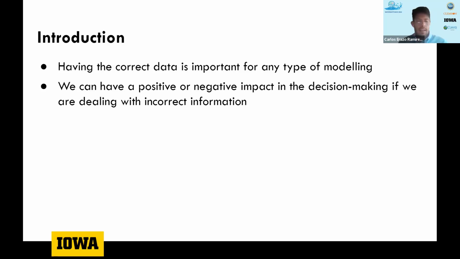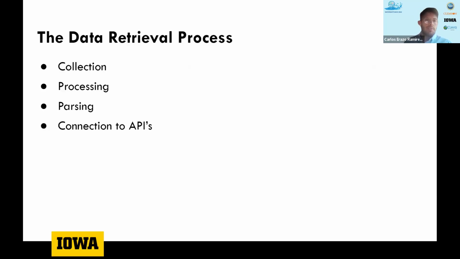And we can have a positive or negative impact based on the decisions we make if we have incorrect information. So you are using data that is not reliable, data that is faulty, data that might be biased towards something. It doesn't matter if you have very correct analytical tools afterwards, what data you're using for that is a big part of the input.